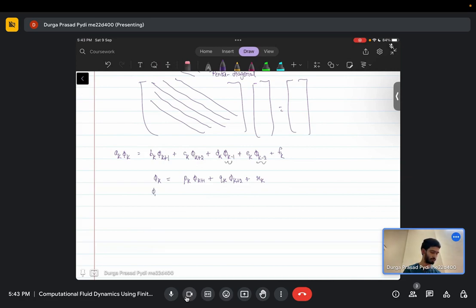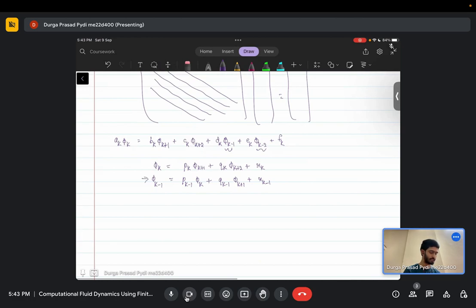So what we do from this is, now we will substitute back for k minus 1 and k minus 2. Your phi k minus 1 can be written as pk minus 1 phi k plus qk minus 1 phi k plus 1 plus rk minus 1. Similarly we can write for phi k minus 2, that will give us pk minus 2 phi k minus 1 plus qk minus 2 phi k plus 1 plus rk minus 2. Now we already have the expression for phi k minus 1, so we will just substitute that back.